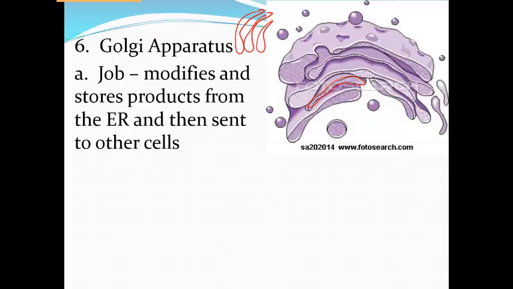And it also will store that product, and by product we're talking about the protein. Okay? And it will modify and store the protein that the ER has then sent it. It will then send those modified proteins out to other cells. And the protein from there in the vesicle will travel through your bloodstream to wherever it needs to go.